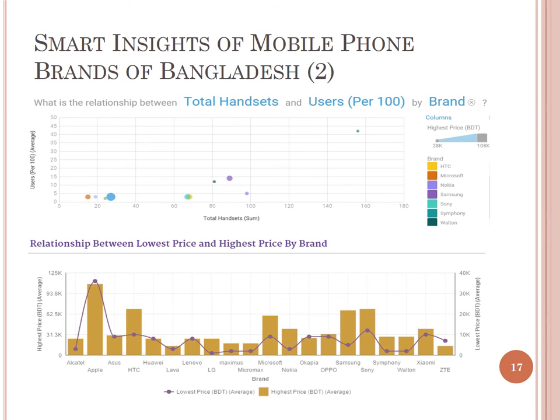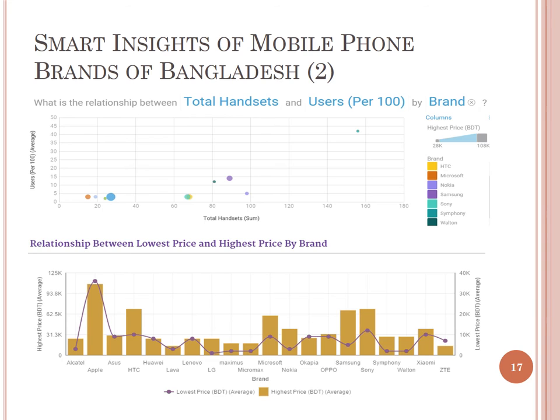In this slide, we can see an insight showing the relationship between number of handsets and users by brand. From this insight, we can identify the following brands. They are Apple, Sony, HTC, Microsoft, Symphony, Walton, and Samsung.